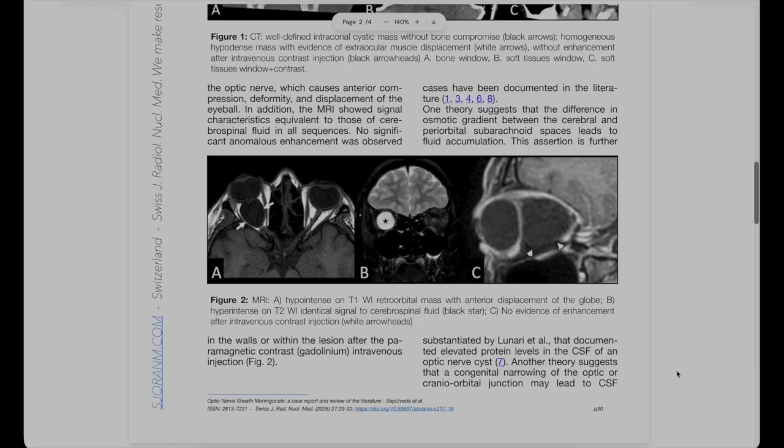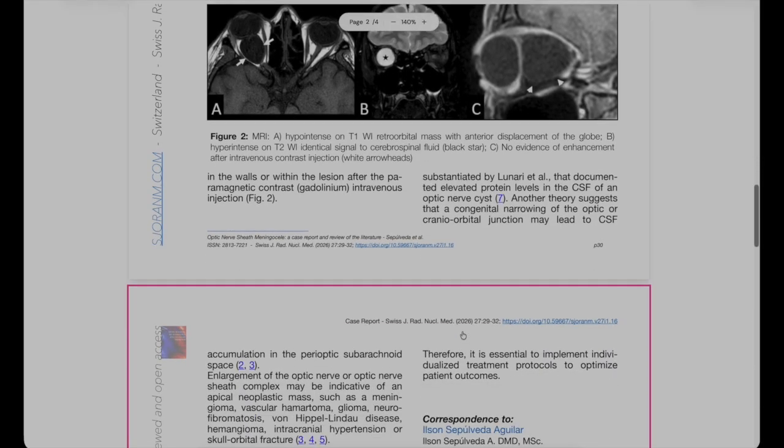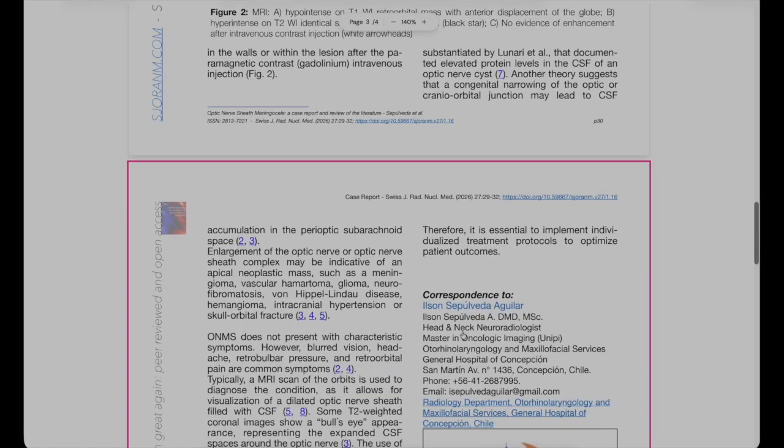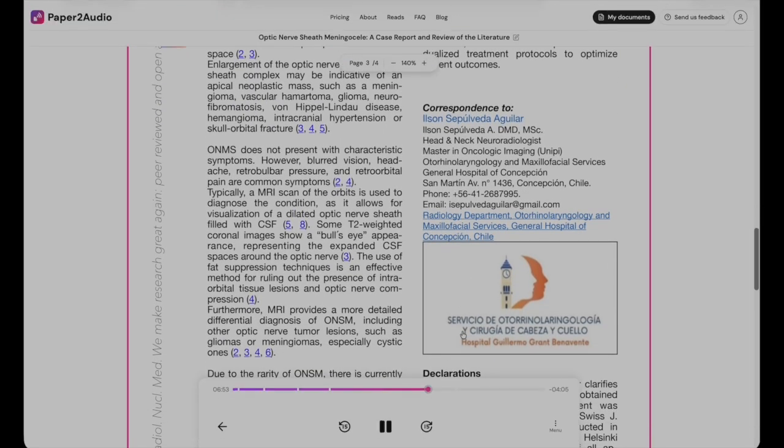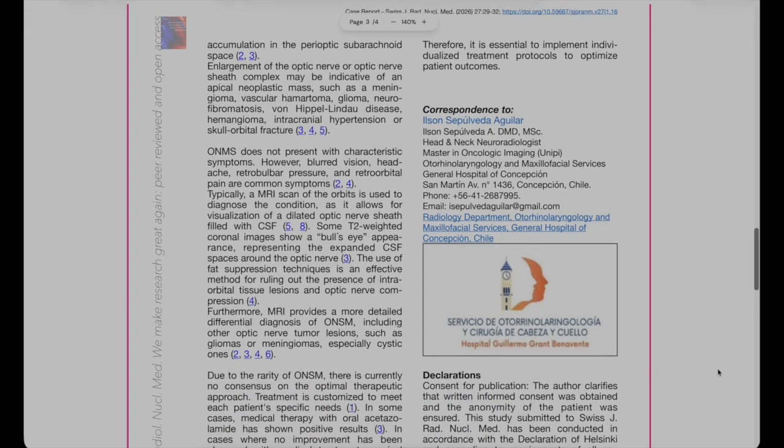The use of fat suppression techniques is an effective method for ruling out the presence of intraorbital tissue lesions and optic nerve compression. Furthermore, MRI provides a more detailed differential diagnosis of ONSM, including other optic nerve tumor lesions, such as gliomas or meningiomas, especially cystic ones.